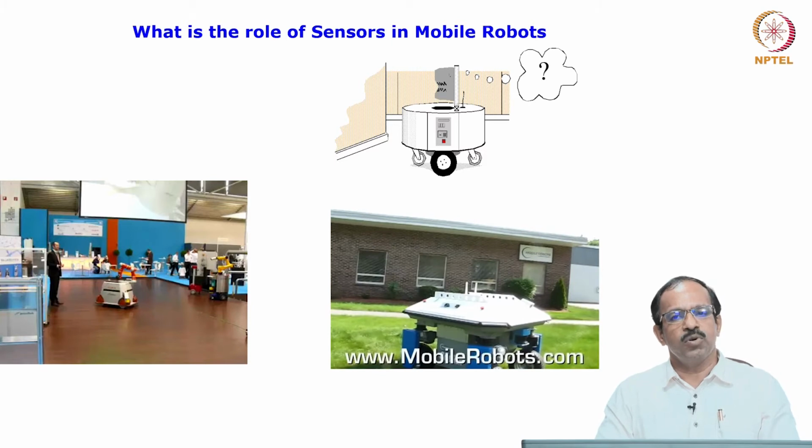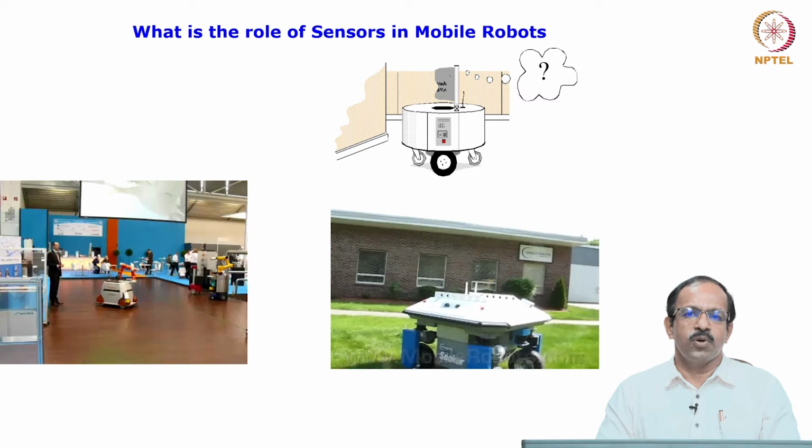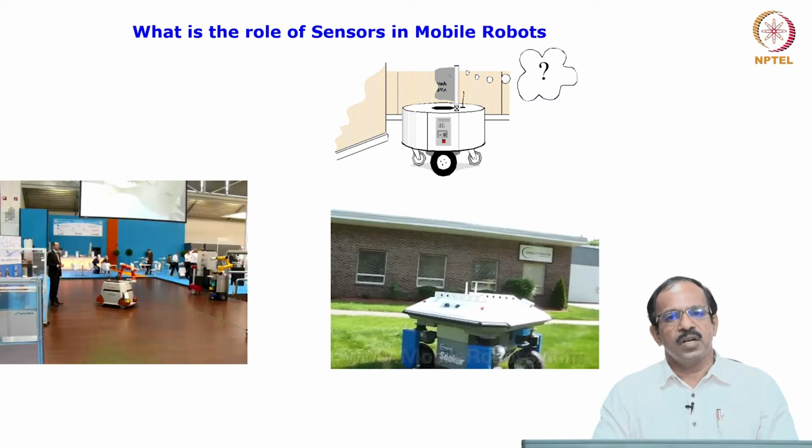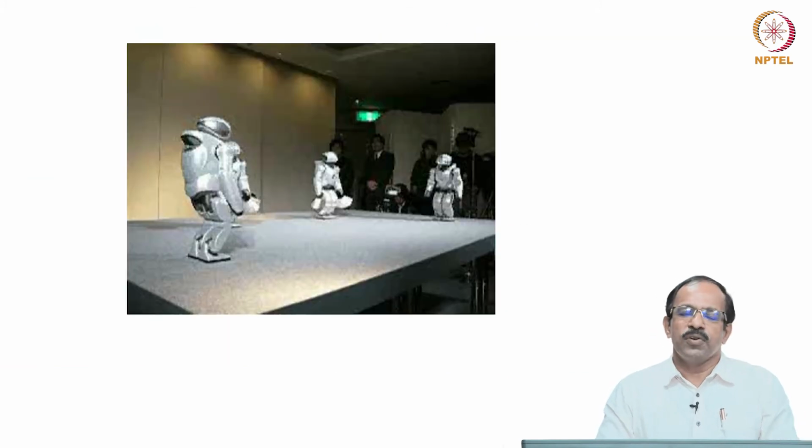The robot needs to have different kinds of sensors and process the information in order to take its decision, or even to know where it is and then to take decision and then execute its decision. So this is one of the important requirements of a mobile robot. And for autonomy, we know that there are many things to be understood.